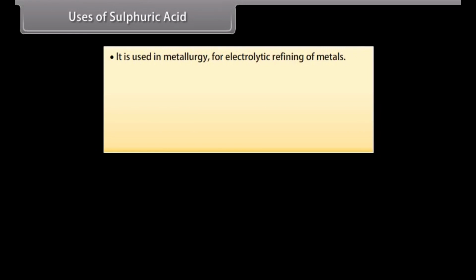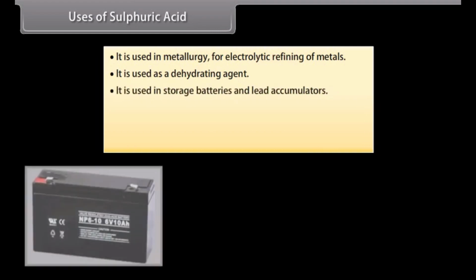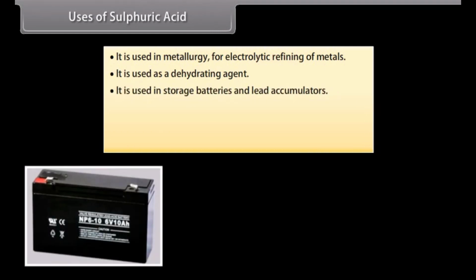Uses of sulphuric acid. The important uses of sulphuric acid are the following. It is used in metallurgy for electrolytic refining of metals. It is used as a dehydrating agent. It is used in storage batteries and lead accumulators.